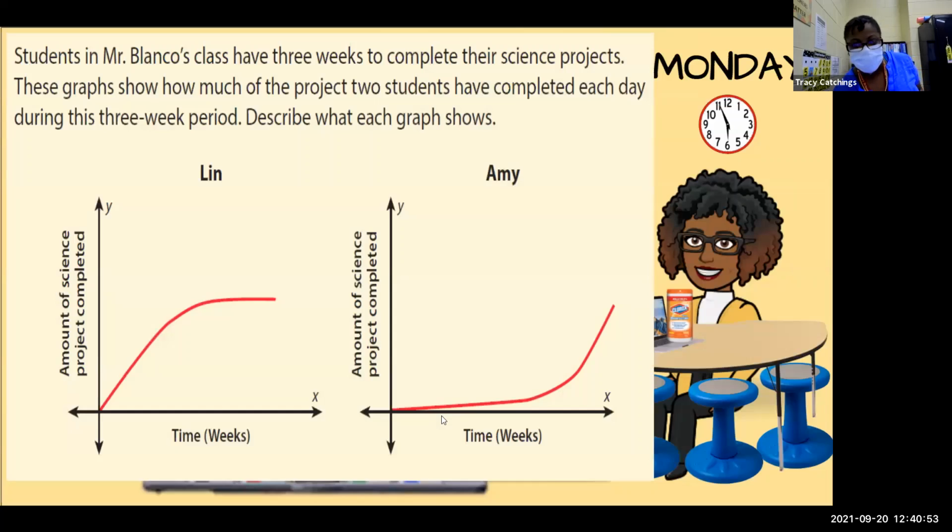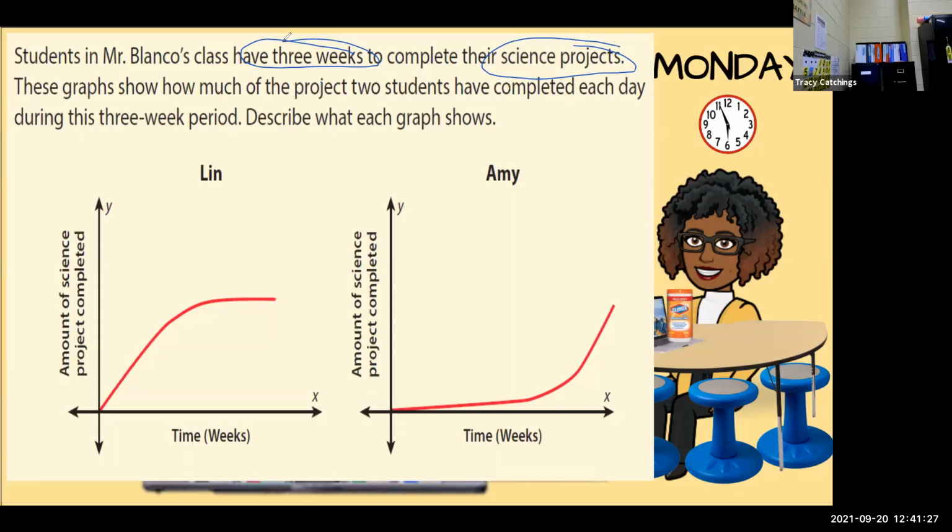All right, and then sometimes they give us the graphs. Let's look at this. It says students in Mr. Blanco's class have 3 weeks to complete their science project. These graphs show how much of the project 2 students have completed each day during this 3-week period. Describe what each graph shows. What are we talking about? How much time it took the students to complete their science project. What else do we know? Over the course of a 3-week period. So we have 3 weeks to complete this project.